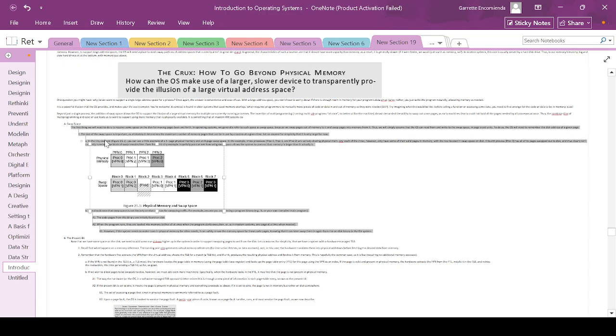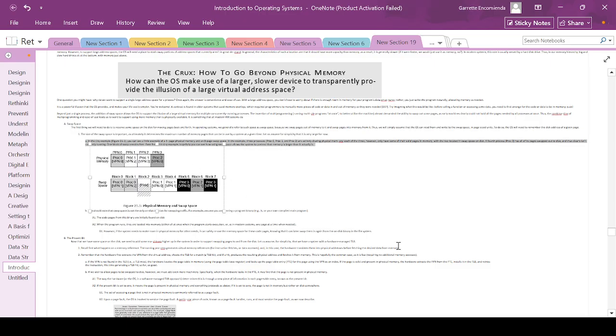The size of the swap space is important, as ultimately it determines the maximum number of memory pages that can be in use by a system at a given time. So that swap space will determine the maximum pages that the system can use at a given time. Let's assume for simplicity that it is very large for now.